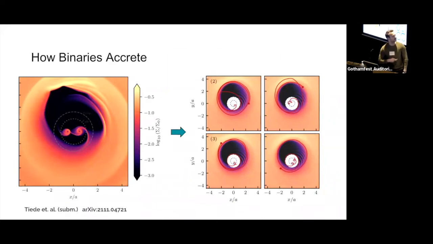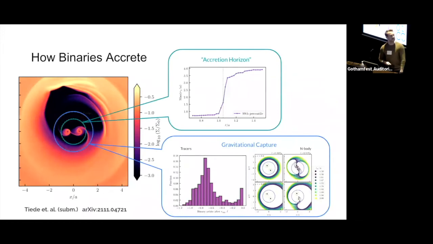And these revealed a number of interesting things, but two of the main things that we found about the accretion process are, one, the presence of an accretion horizon, essentially a point of no return, where when gas crosses it, it can no longer escape back out to the outer cavity and the outer disk. It necessarily will be swept up by the binary and will get accreted eventually.